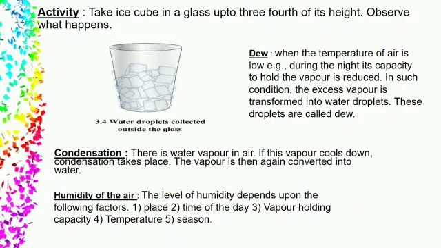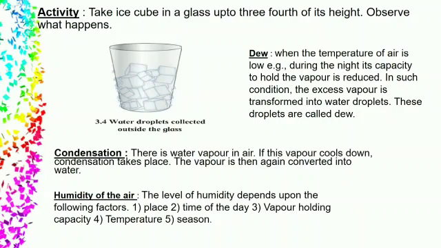Let's do the other activity. Take ice cubes in a glass up to 3/4 of its height. Observe what happened. How did the water droplets appear on the outside of the glass? It is because of the ice cubes in the glass, the air surrounding the glass cools down. As the water vapor in this air cools down, it condenses and gets transformed into water. It is this water that collects on the outer surface of the glass.